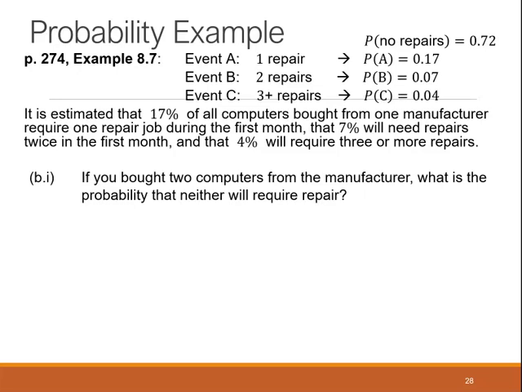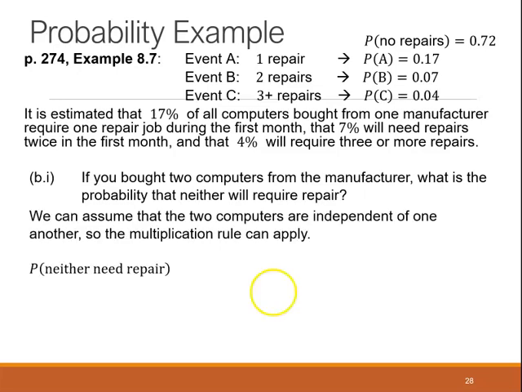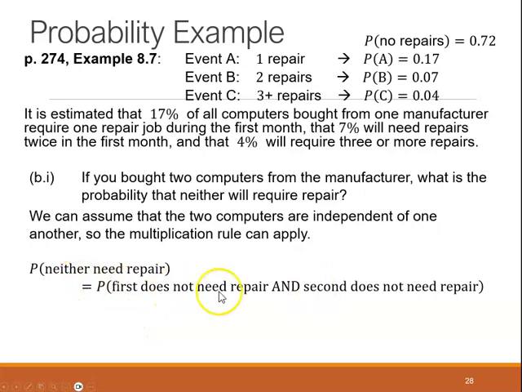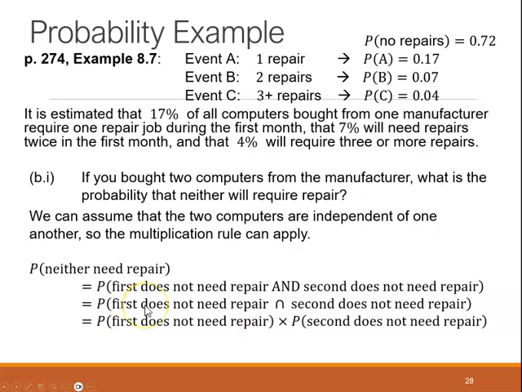Now the question is, are these independent? Is having to repair 1 computer going to affect having to repair the second computer? No. Not at all. They are independent. So we can just say the probability the first does not need repair and the second does not need repair. So that's one of those. So 0.72 times 0.72. Everybody's okay?